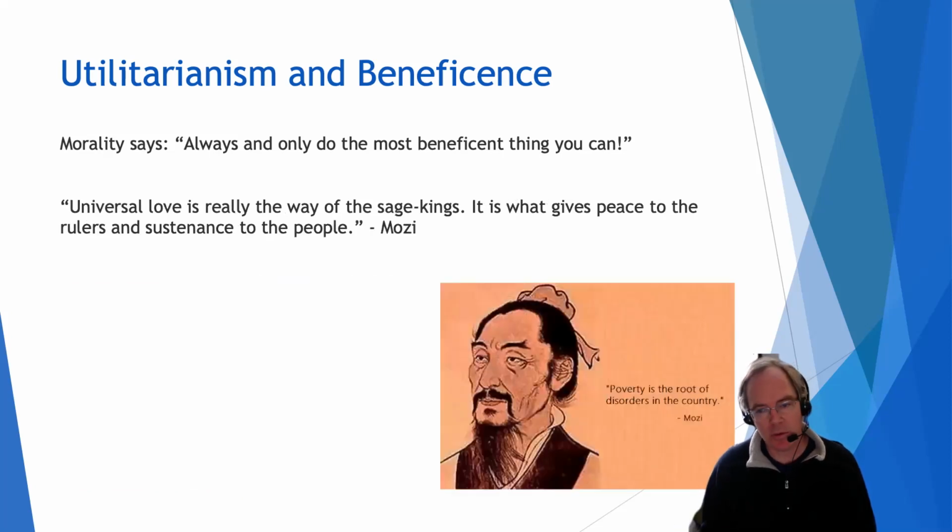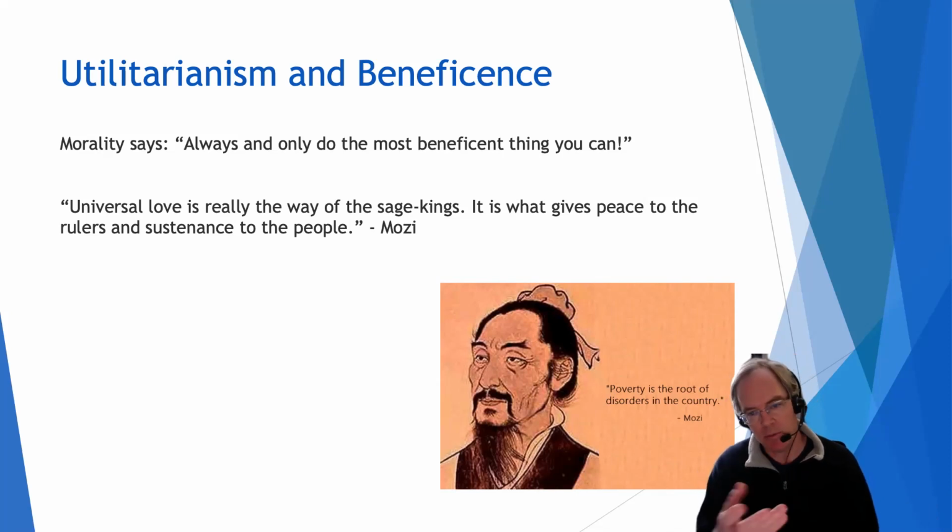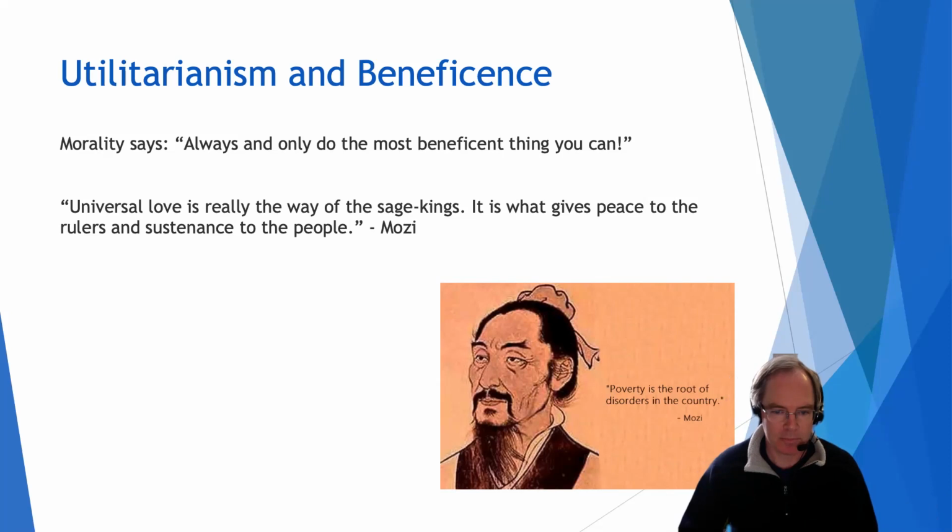Now, it's not just in the West that you find utilitarianism. Mozi is a famous Chinese philosopher, and he critiqued forms of hierarchy and prejudice against some groups and said universal love is really the way of the sage kings. It's what brings peace to rulers and sustenance to the people. Again, these figures are interested in political reforms, political philosophy, but also individual ethics. You see here Mozi saying poverty is the root of disorders in the country. If you got interested, we'll read a short article by James Rachels that will mention Mozi next week.